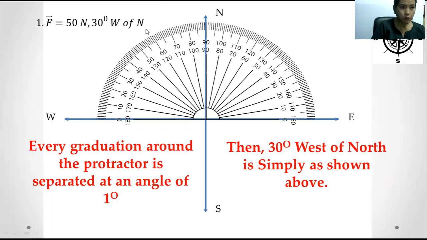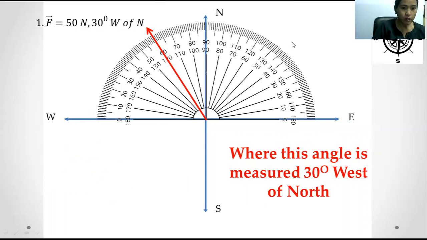So the most important step in finding this angle is to interpret where the direction west of north is pointed to. So if this is the northern direction and then you are going west, so from north you move west. This is west of north. So therefore, this would be 30 degree west, where this angle is measured, 30 degree west of north.